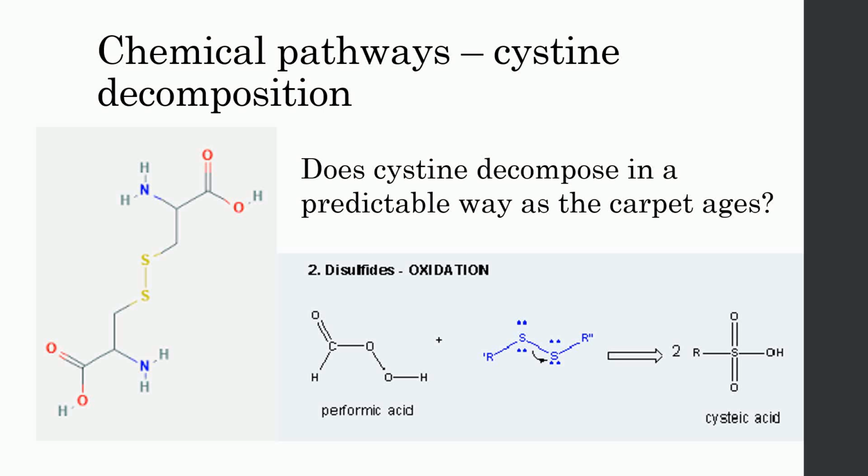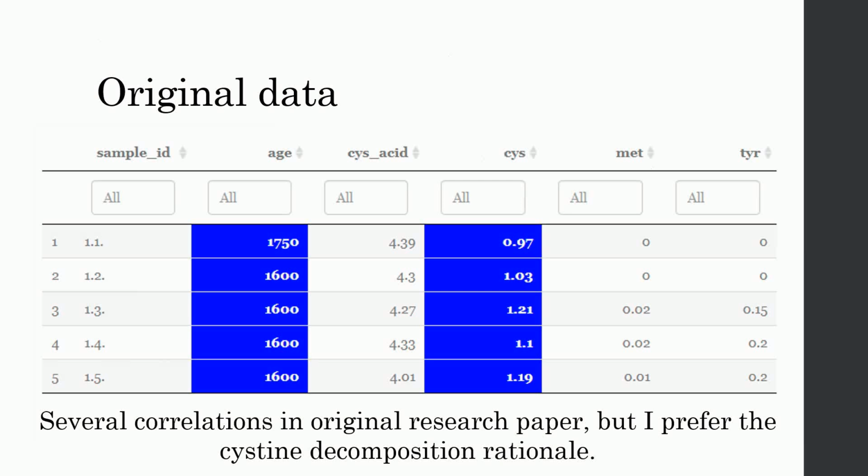Does the cystine, which is found in wool, decompose in a predictable way as the carpet ages, so that you could make preferably a linear function, but some sort of function, to relate the age of the carpet to the cystine content? The original data from the researchers has about 23 carpets, all of age ranging from present day to over 1700 years, and 4 different chemical compounds: cysteic acid, cystine, methionine, and tyrosine.